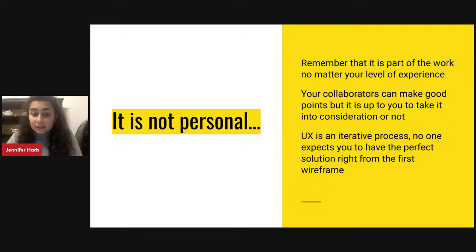Finally, UX is an iterative process. No one expects you to have the perfect solution right from the first wireframe. It really is, you start low, you show it, you try things out, you see what the developers have to say, what the business and product owners have to say. You might come up with an amazing solution, but for the developers it just might not be doable in the time frame that you have. So you're going to have to go and simplify it. So the perfect solution, never from the first start, and you're not expected to.